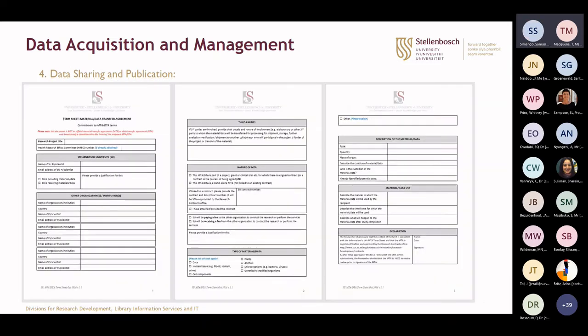Now, it's important to keep in mind that if data are going to be transferred between Stellenbosch University and another institution, then a data transfer agreement must be used. And for further advice in this respect, researchers are advised to contact the DRD's Research Contracts Office.